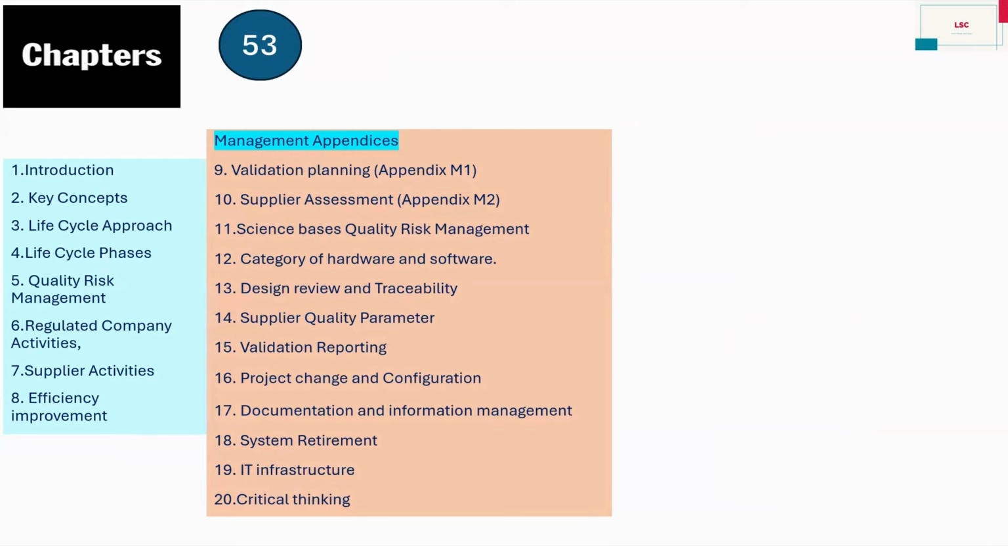So how to manage all the validation from the initial stage to development, and all these things, are in this part, the management appendix, in which there are validation planning, supplier assessment, science-based QRM, category of hardware and software, design review and traceability, supplier quality parameters, validation reporting, project change and configuration, documentation and information management, system retirement, infrastructure, IT infrastructure, and critical thinking. So this is related to management.